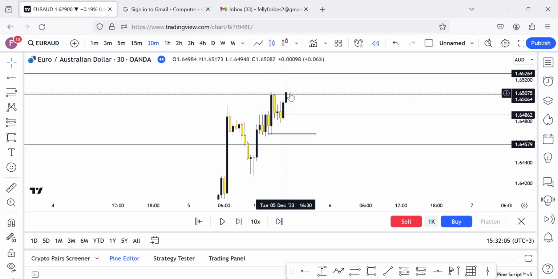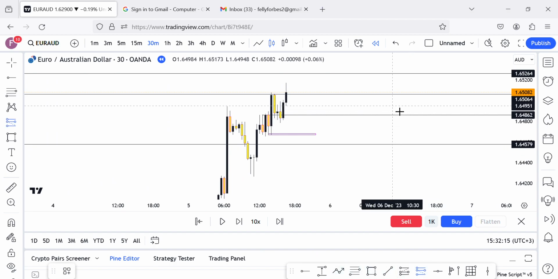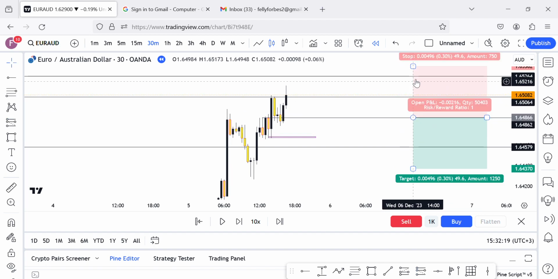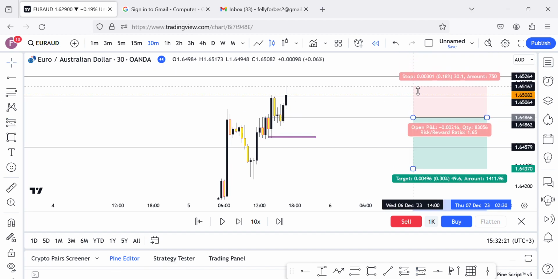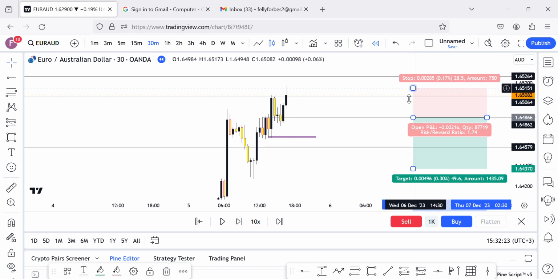So what you do is you wait for the market to break it and then to come back to this area. And your entry will be right here. So you have to be patient. This one will be your entry, and then your stop loss will be up there.